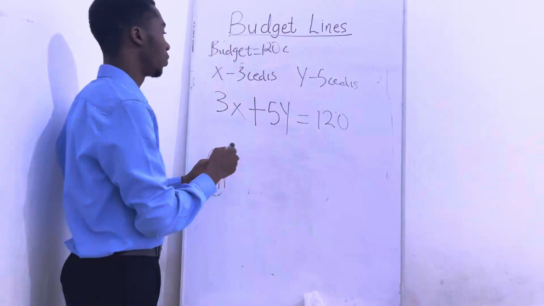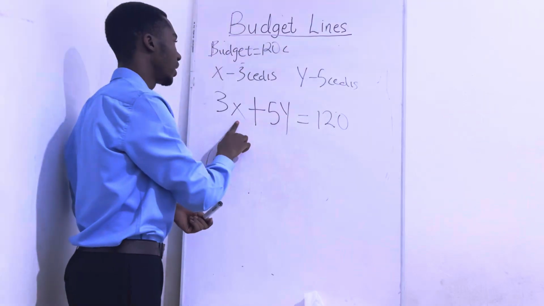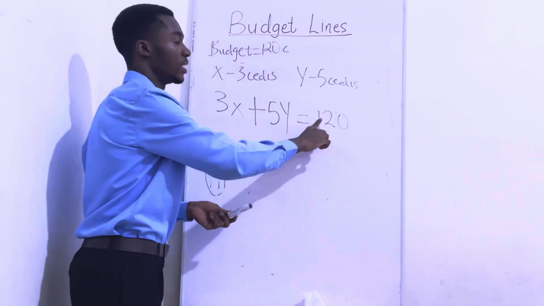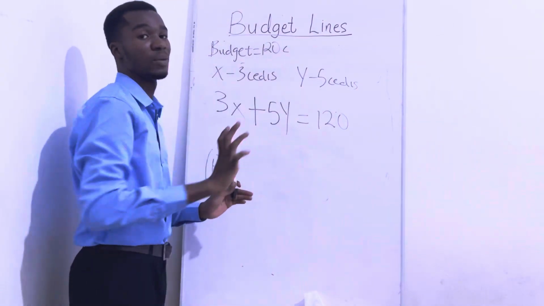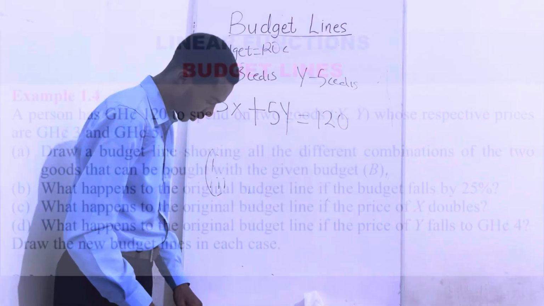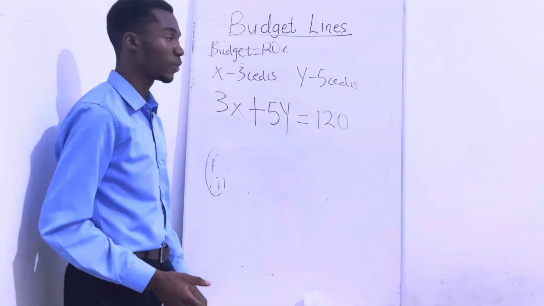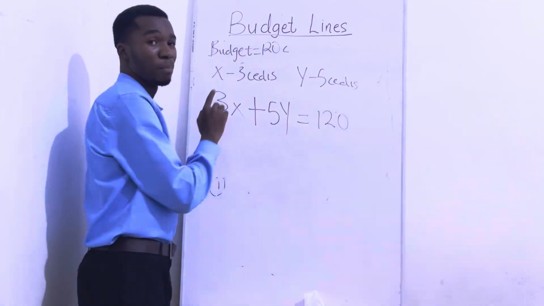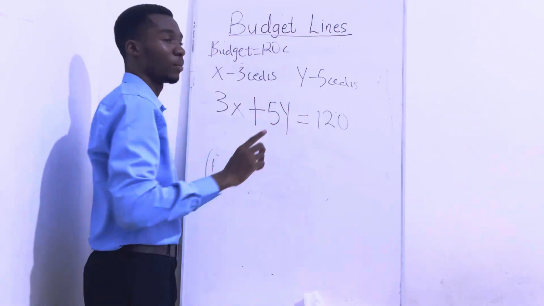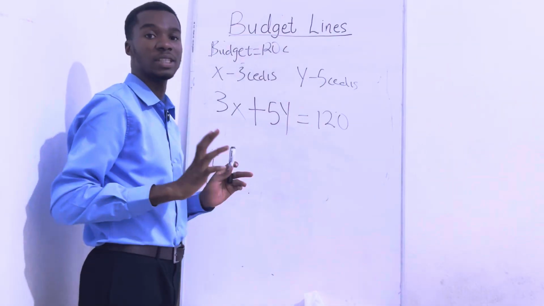So now this is the equation we are getting. Because X is 3 cedis, Y is 5 cedis. So 3X plus 5Y is equal to our budget. You always equate it to the budget. That's how you go about it. So now that we've got it, what did the question say? The question says A, draw a budget line showing all the different combinations of two goods that can be bought with a given budget. It means you should find how many goods of X you can buy and how many goods of Y you can buy. So if it's fruits and vegetables, how many fruits can you buy and how many vegetables can you buy?